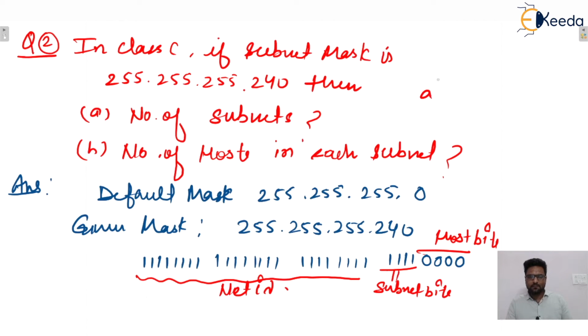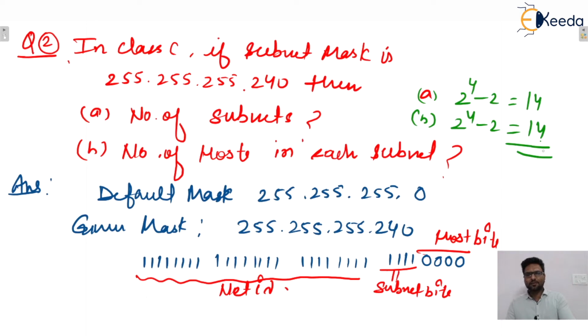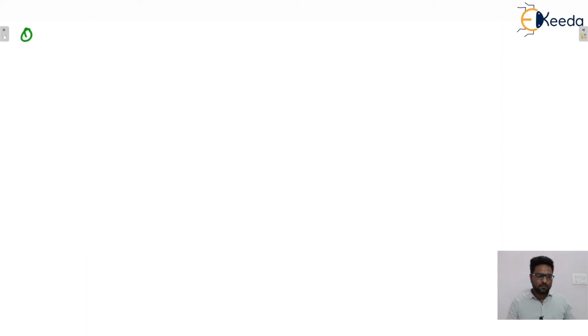So what will be the answer for the first one? Yes, the number of subnets: for the first part, 2 raised to power the number of subnet bits, which is 4, minus 2, that is 14. For B, the number of hosts in each subnet will be 2 raised to power 4 minus 2. Again, host bits are 4. So 14, 14 will be the answer. So why are we subtracting 2? You will know it later. I will do the next question, question number 3.